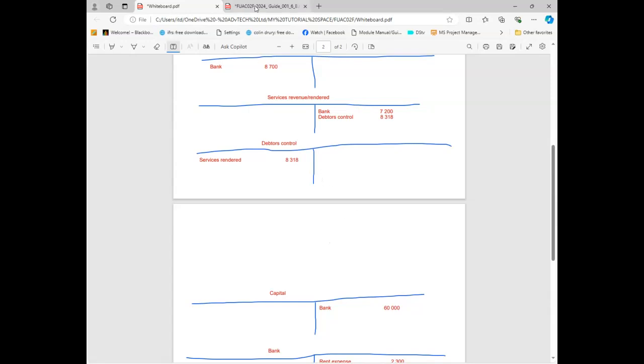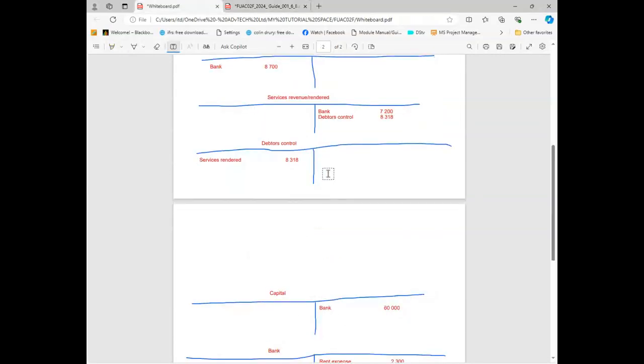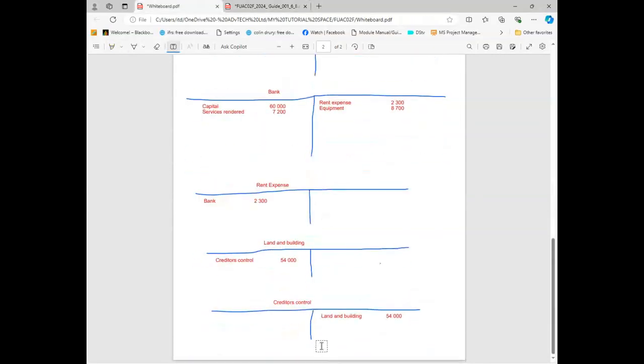Question? No, sir, I'm okay. What do you think on the 10th? This one threw me off. I'm assuming equipment, sir. We can only say equipment when we are buying or selling it. Oh, okay, it's getting repaired, sir. So it's not debtors control, it's creditors control, and we do have creditors control somewhere. Yeah, I think so, sir.